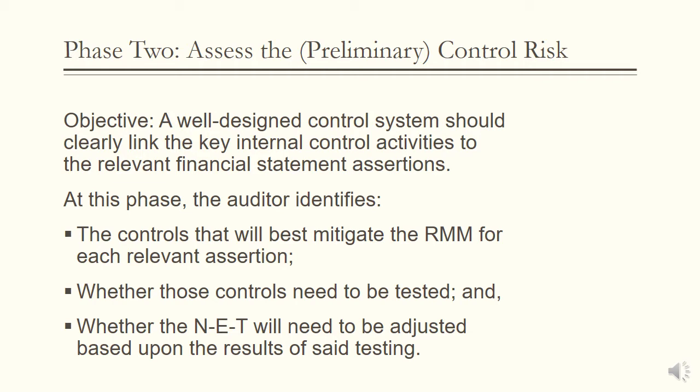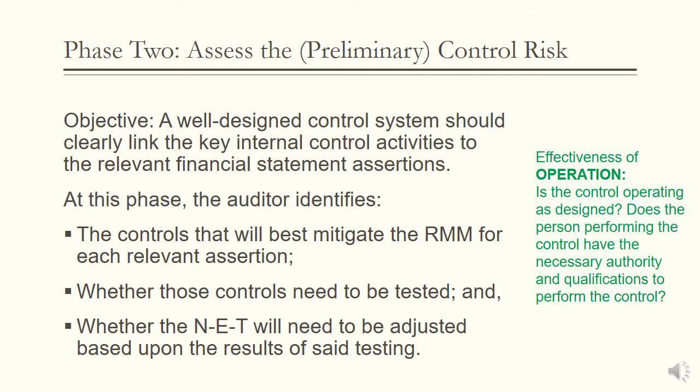A well-designed internal control system should clearly link the key internal control activities to the relevant financial statement assertions. Although the auditor is not yet testing the effectiveness of control operation, the auditor is evaluating the need for such testing based on the cost benefit, based on the risk of material misstatement, and based on whether they can trust the controls.